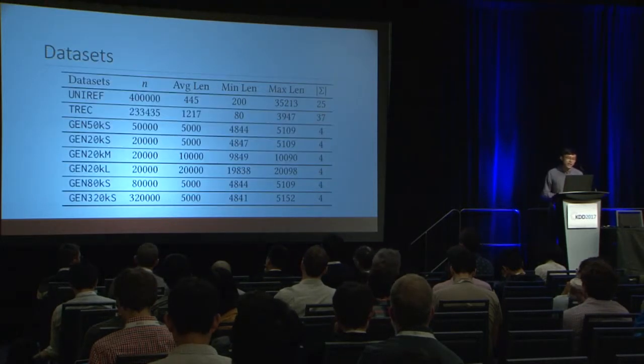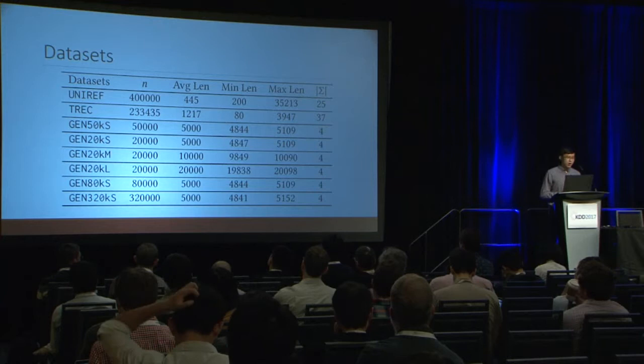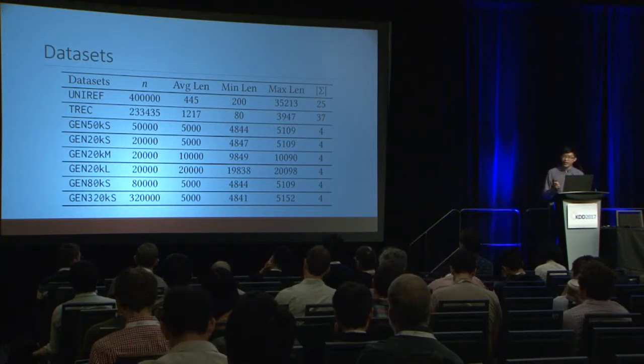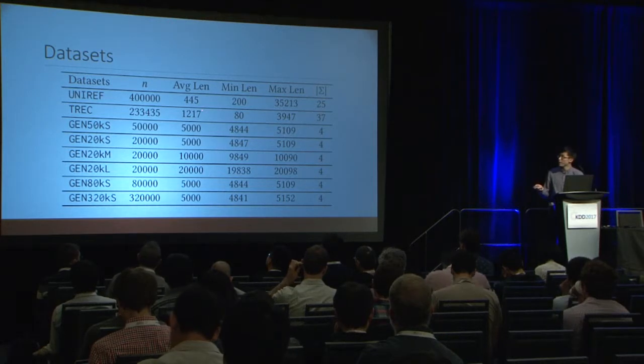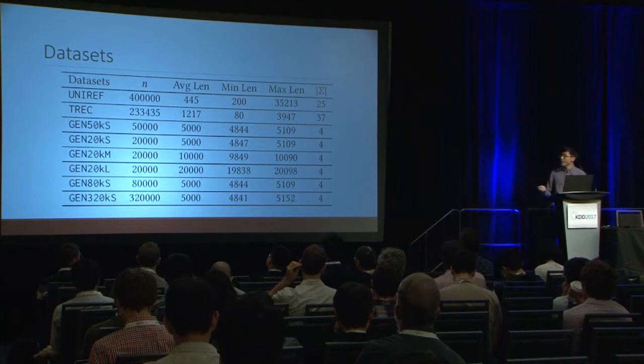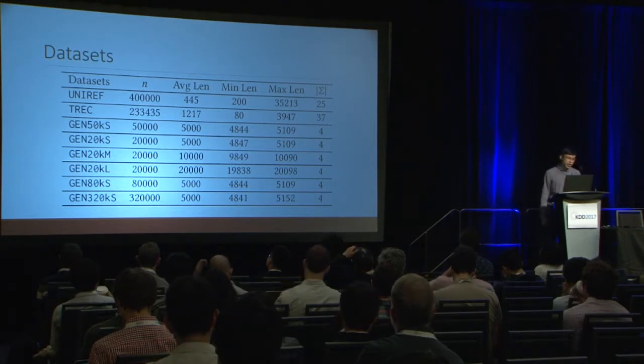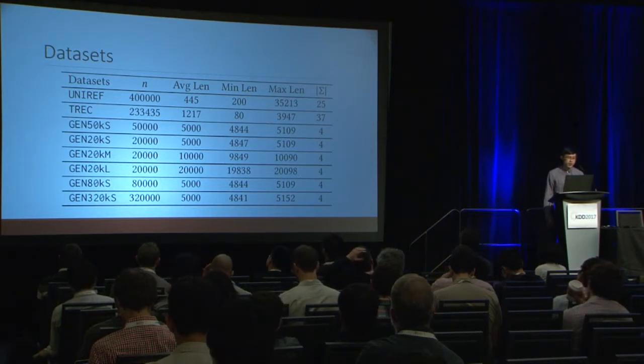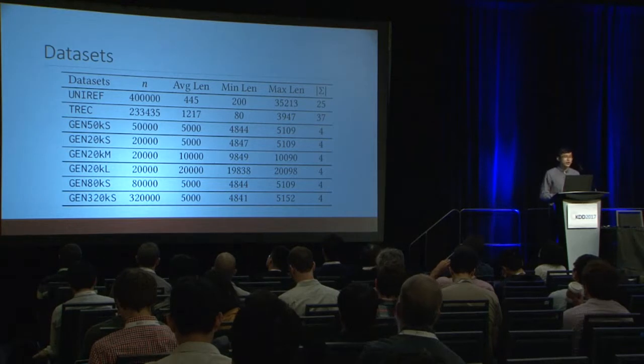So here are the data sets we use. We use UniRef, Trec, and genome datasets with average length small, medium, and large. For the genome dataset, we change n, which is the number of strings, from 20,000 to 320,000. And we change the average length from 5,000 to 20,000.